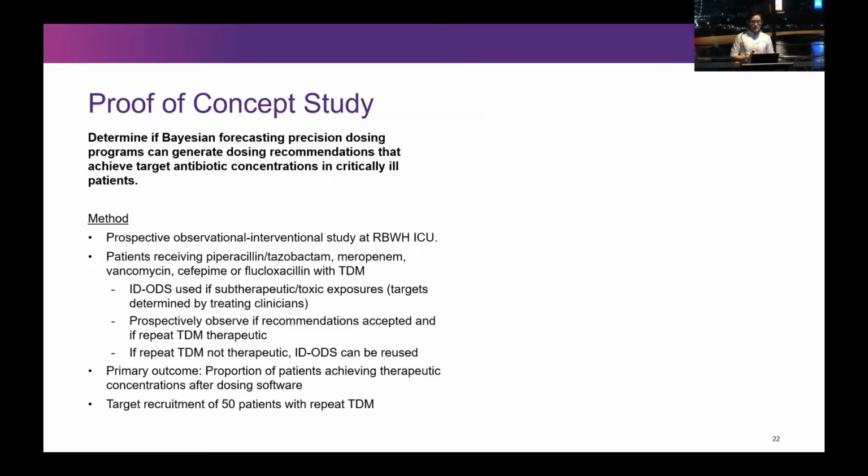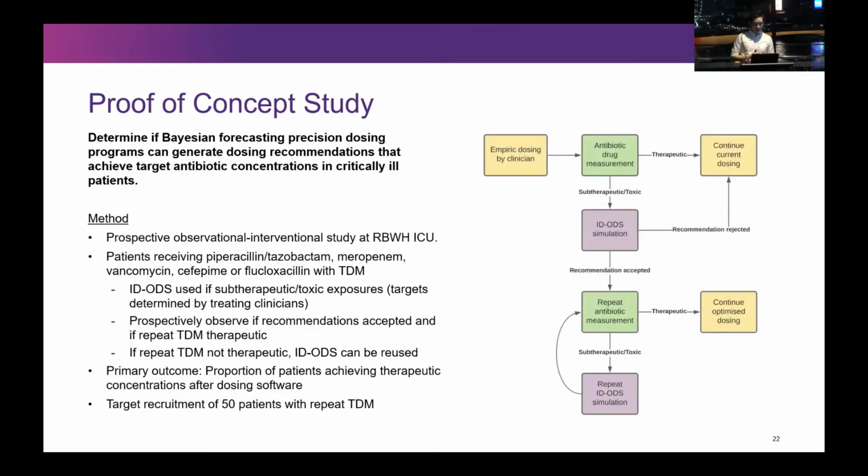So this was a prospective observational interventional study that was done in the ICU at the Royal Brisbane Hospital, and we aimed to include anyone who was receiving piperacillin tazobactam, meropenem, vancomycin, cefepime, or flucloxacillin, who also had TDM done. Now, I will say that therapeutic drug monitoring is fairly routine in this particular ICU, and that's why we included these patients here. Now, the way that this study worked was that all patients were initially prescribed an empiric dose as determined by the clinician, so there was no dosing software used at this stage.